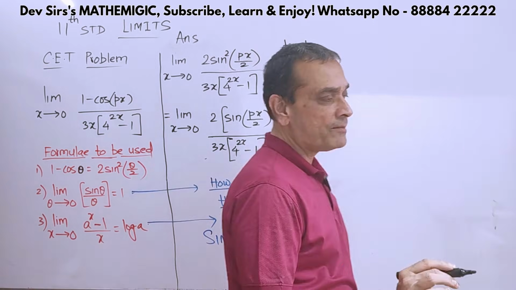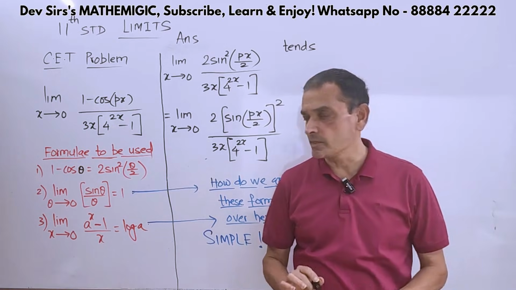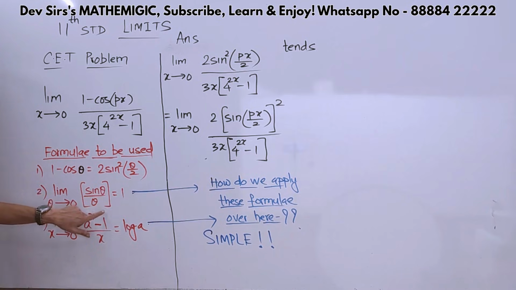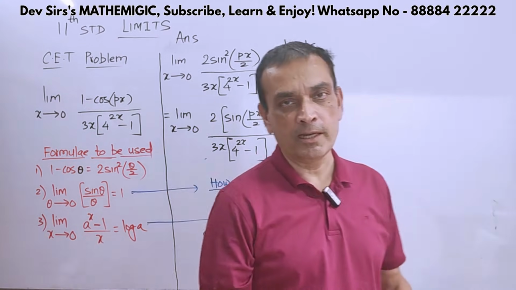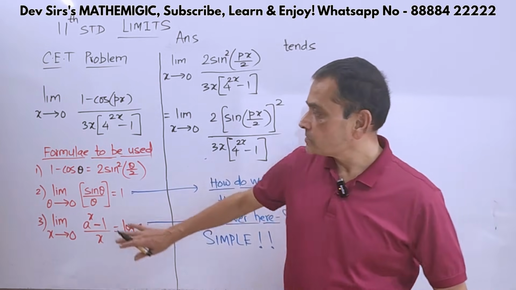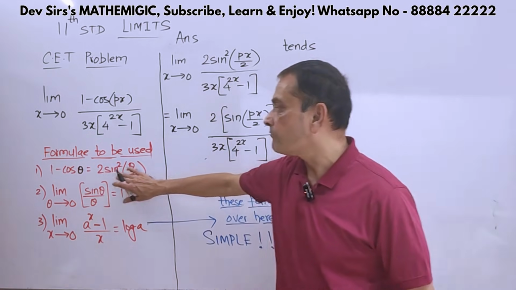The next two are the basic formulae to be used for trigonometric limits and exponential limits. Limit theta tends to 0, sin theta upon theta is 1. Limit x tends to 0, a raised to x minus 1 upon x is equal to log a. Now how do we apply these formulae over here? That's the interesting part, how to get the formula in front of you. We will see that. So these two formulae we are going to use for limits, and this is the basic trigonometric formula.